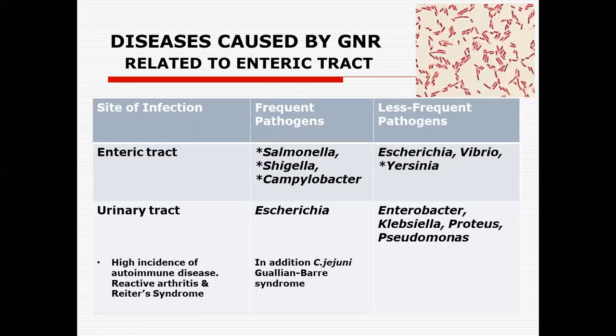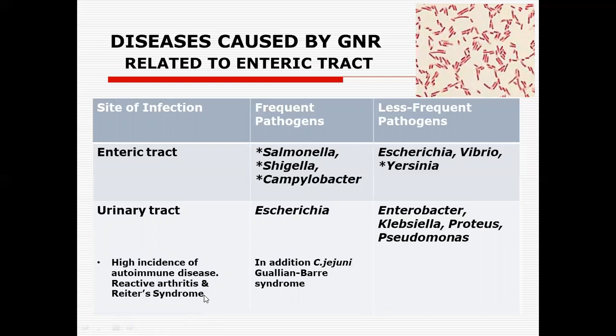Salmonella, Shigella, Campylobacter, and Yersinia are also associated with a high incidence of autoimmune diseases like reactive arthritis and Reiter syndrome. Reactive arthritis involves pain and swelling in the joints, particularly of the knee and ankle. It is triggered by infections in other parts of the body, mostly the intestinal tract, the genital tract, and the urinary tract.